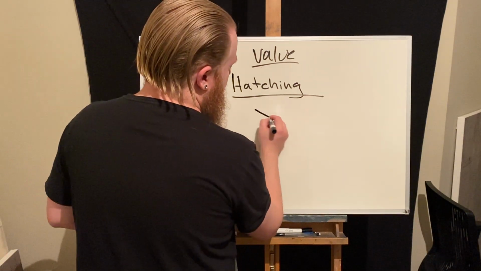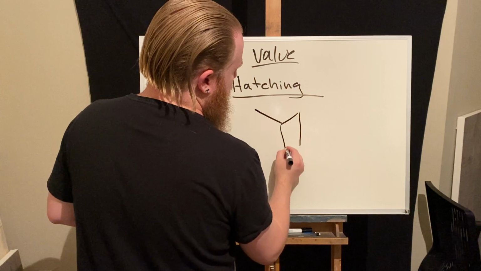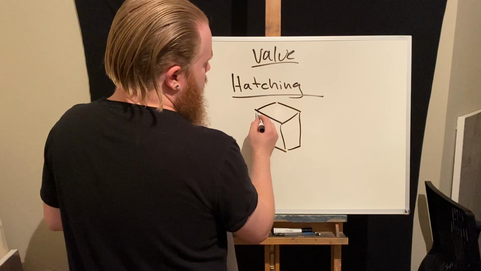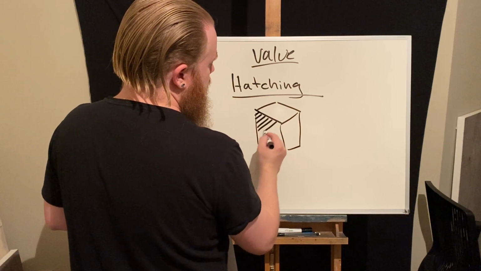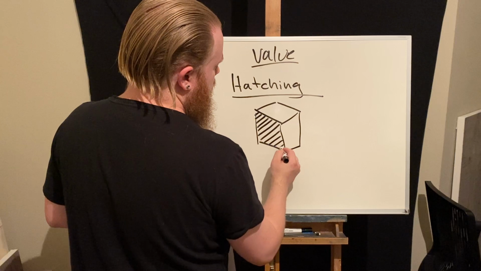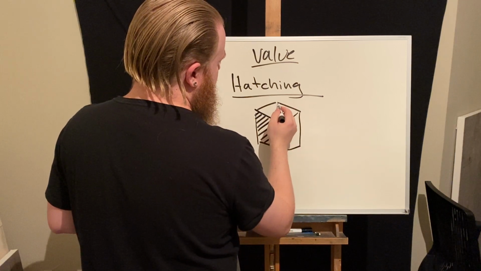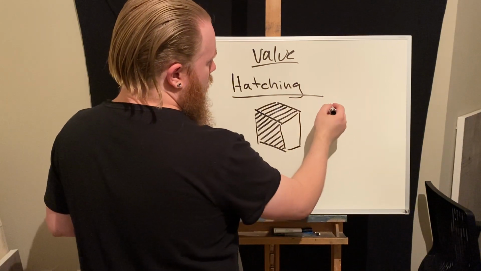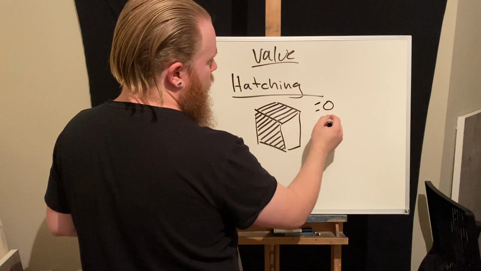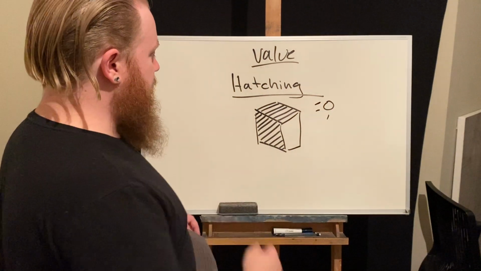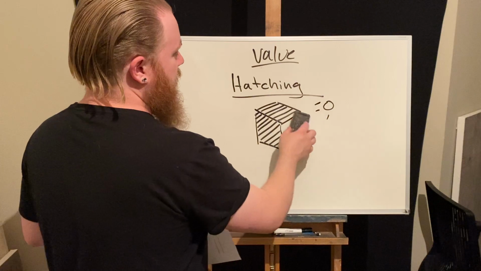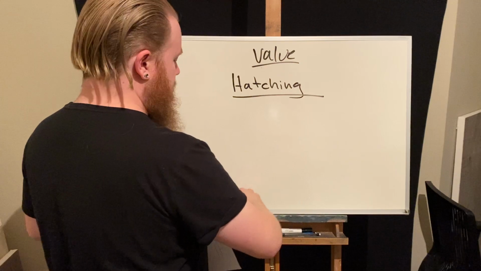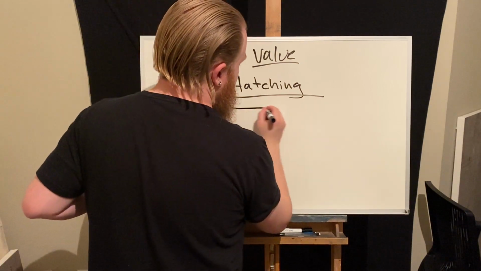So once again, if we have a basic three-dimensional shape, we would use parallel lines to create a sense of shadow. So in this case, our light source would be coming from over here. So once again, hatching is when we use just parallel lines. And so this is probably the best example. But in addition to this, we can use hatching in a variety of ways as well.